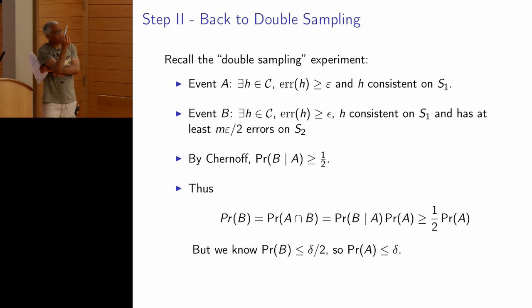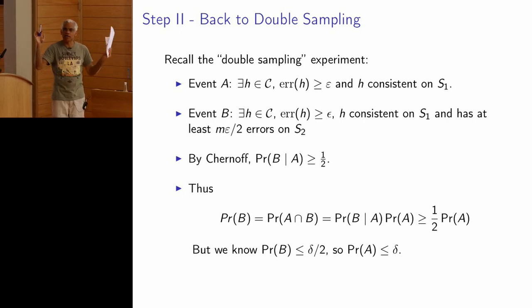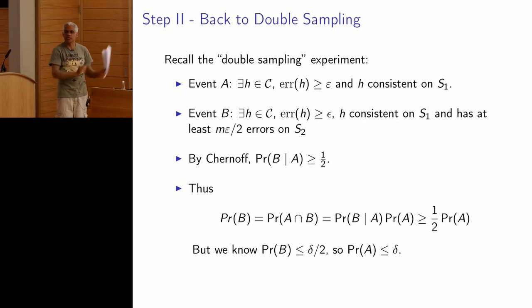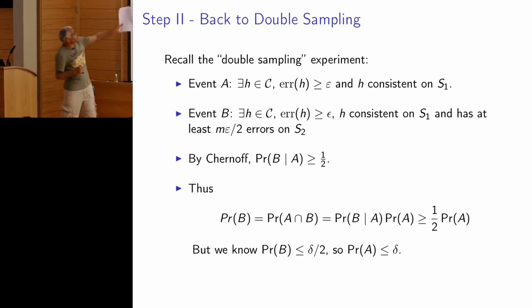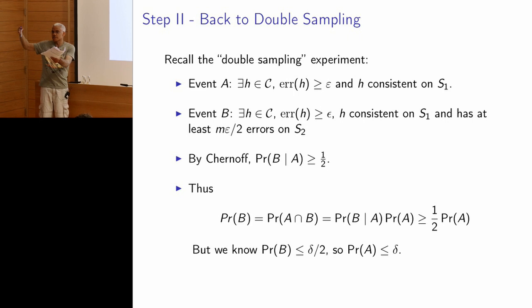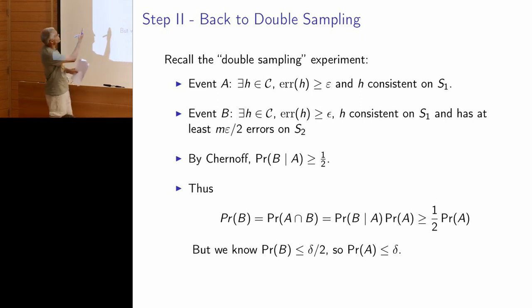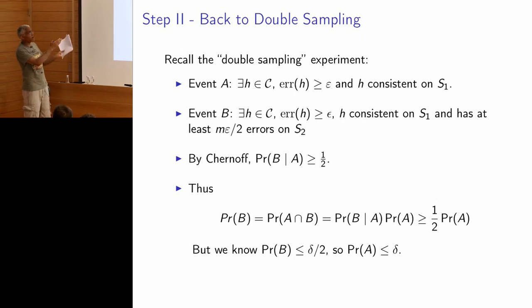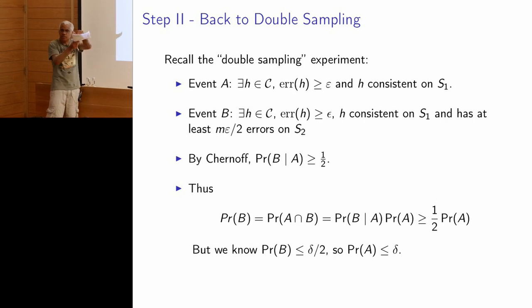So I'm in the situation where A has happened. What is A? There's a hypothesis that's consistent on S1, but actually it's not a very good hypothesis. It just, by bad luck, was consistent on our sample S1. Actually there is at least one of them, but let's fix that one. We're interested in the event B, that there's a hypothesis that's consistent on S1, and on a second sample is revealed to have lots of errors. But in fact, if the true error rate of this hypothesis is greater or equal to epsilon, it's very likely, with probability of half, if the sample is big enough, that on the second sample it has at least m epsilon over 2 errors, or its error rate on the second sample is at least epsilon over 2. That just follows from a concentration bound: I take a sum of lots of independent random variables, and it's concentrated around the mean.